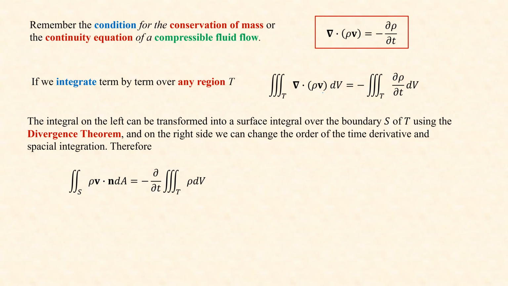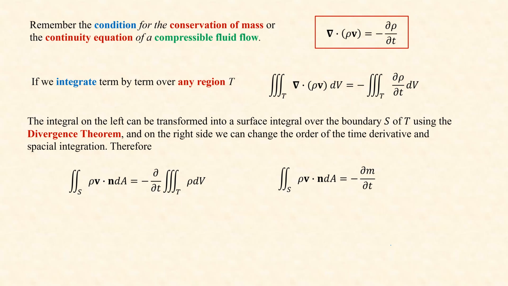So if you do that, you see that this triple integral of rho dV, rho is the mass density, so it is dm over dV, and if you multiply that by dV, it becomes dm, and the integral of all dm becomes the total mass inside. So we can write it like this: double integral rho v dot n dA is equal to negative rate of change of mass inside the volume.